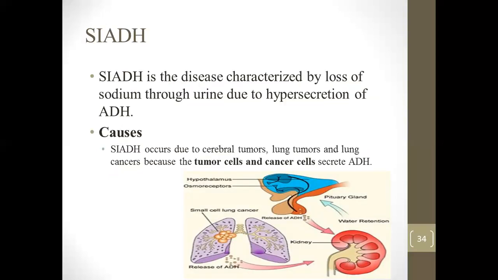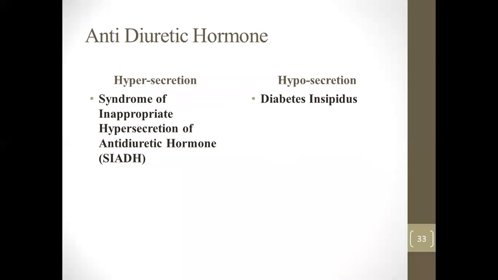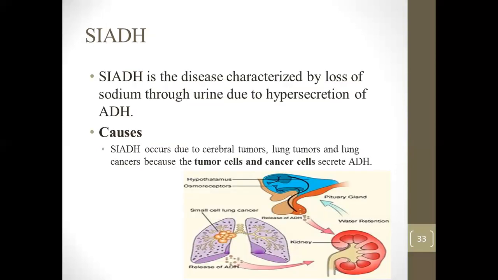Syndrome of inappropriate hypersecretion of the antidiuretic hormone is a disease which is characterized by loss of sodium through the urine due to the hypersecretion of ADH. हमें पता है what are basically the function of the ADH, retention और reabsorption of water.